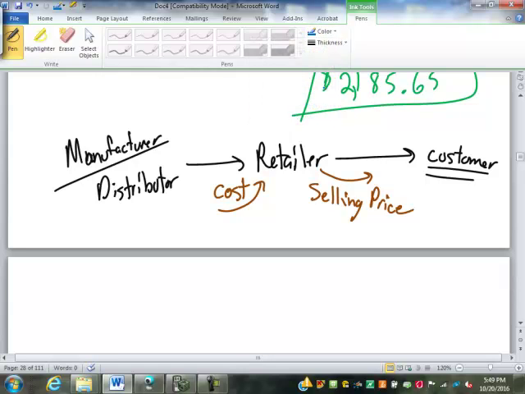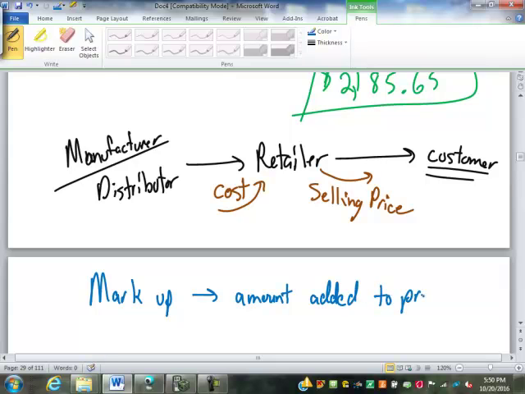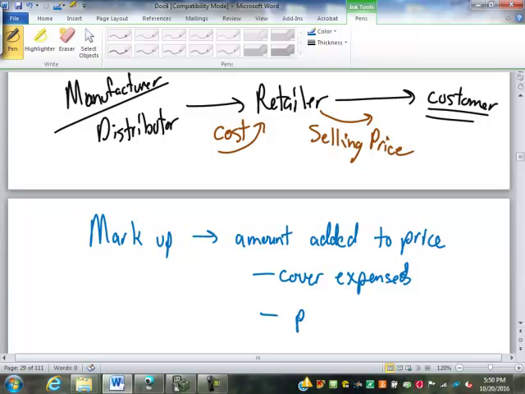Obviously, they can't be equal, otherwise the retailer is not going to get any money out of it. They have to have some sort of an increase in that price, and that increase is called the markup. And that's simply the amount added to a price for two reasons. To cover expenses and to make a profit.